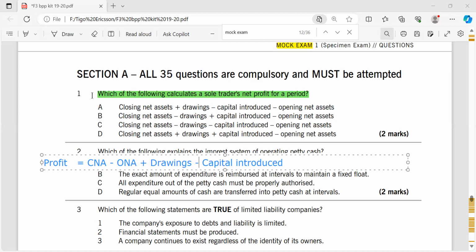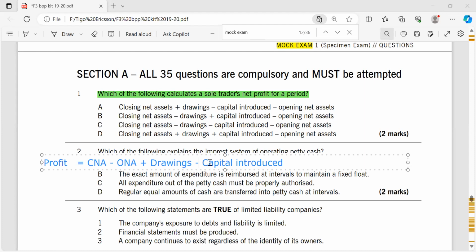If you take a look at the answers, A to D, I have closing net assets, of course. Then I have less opening net assets, but in both situations opening net assets are deducted, so no problem. And then I have to add the drawings. A has added the drawings, it's fine. B has deducted, so B is no longer an answer. C has deducted, no longer an answer. So there remain only A and D, right?